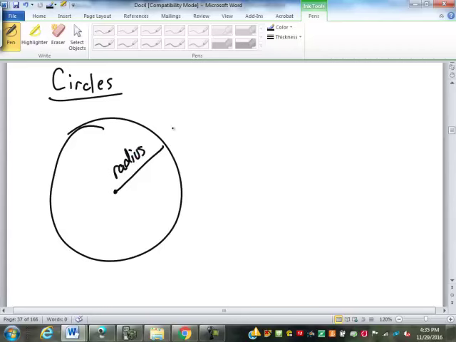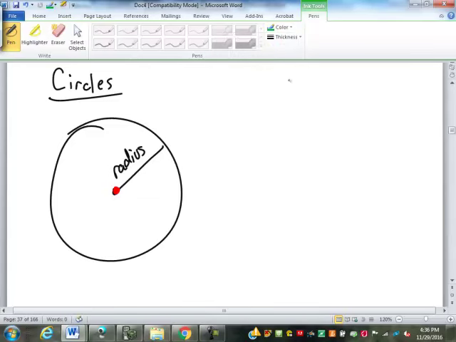The radius is the distance from the center of the circle, that would be the center right there, to the edge of the circle, to the surface of the circle. In fact, a circle is completely defined by the location of its center and its radius. Because once you know the center, every point on the circle is that same distance away from the center.